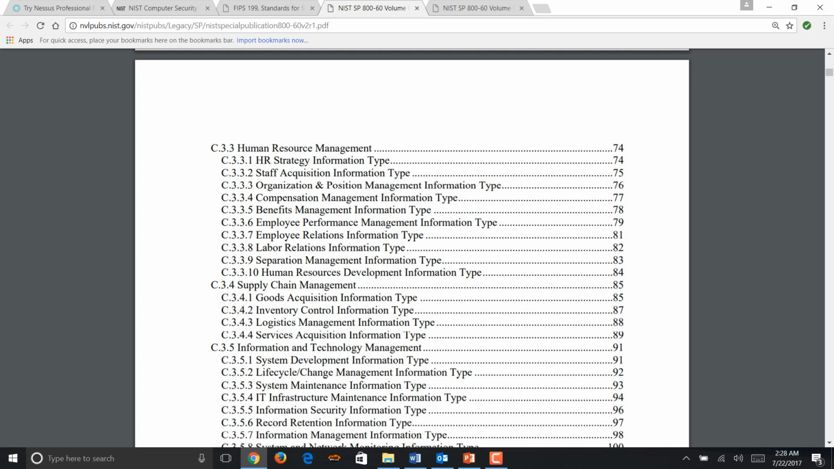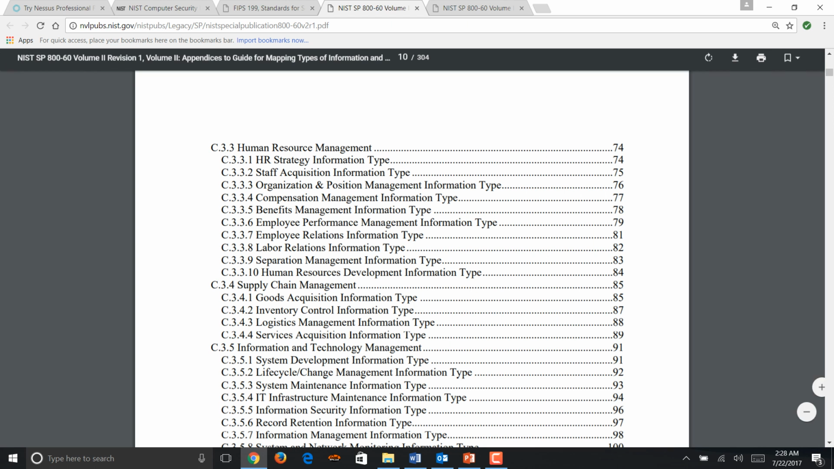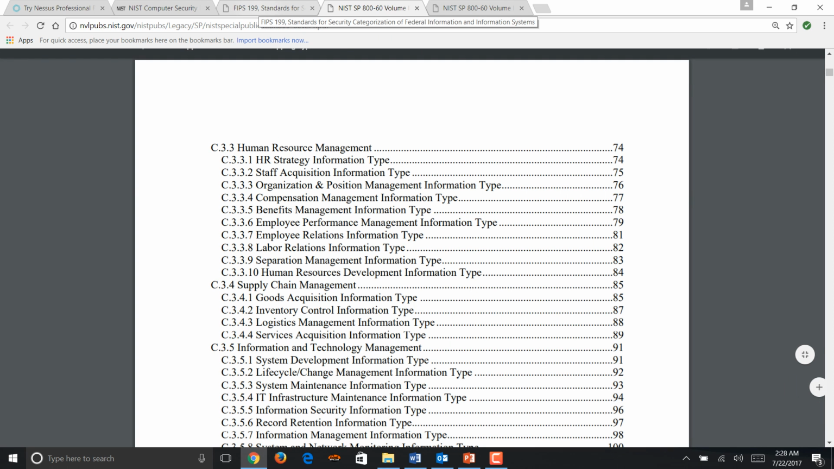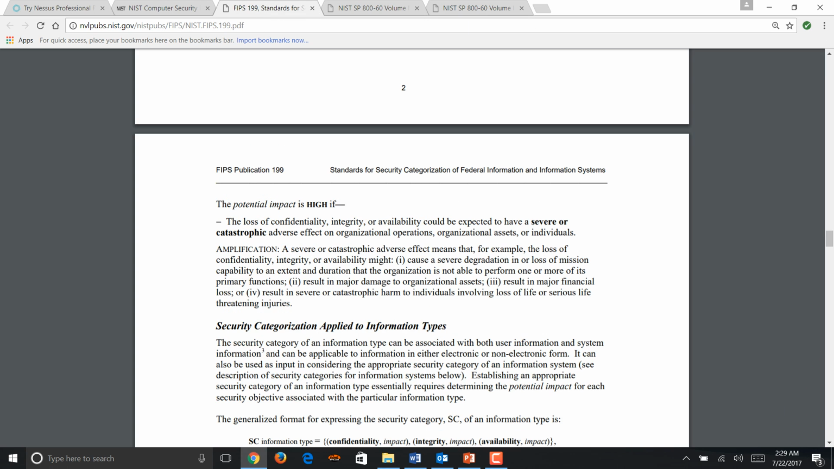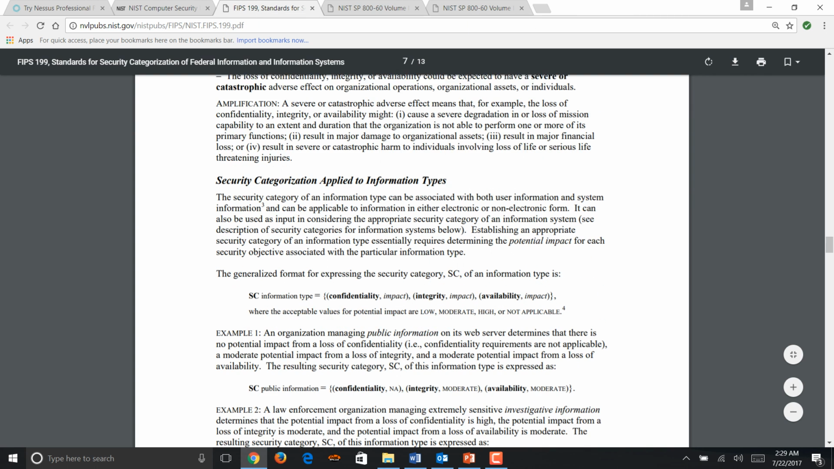And NIST graciously also gave us a recommended categorization for each of these information types. So having said this, let us take an example of how you categorize an information system. So let us look at some of the examples in FIPS 199, which we're going to look at.